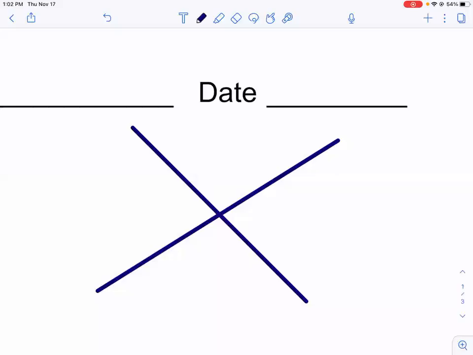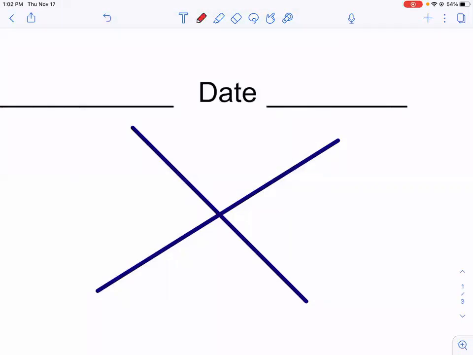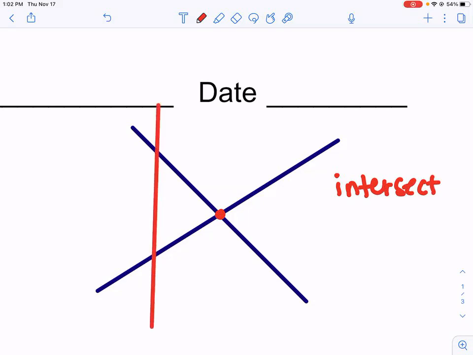What do you notice about these two lines? Oh, they cross. What do we call that? Perpendicular. No, when they cross each other. Ooh, they intersect. So if we have lines in the coordinate plane, then this is some like XY coordinate, right?